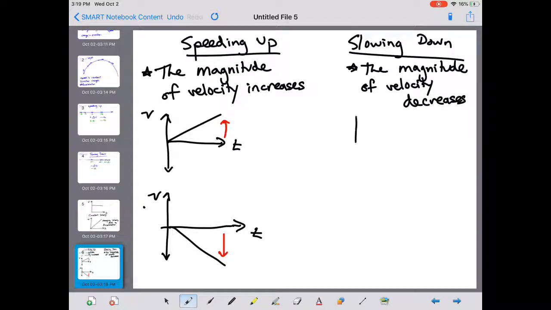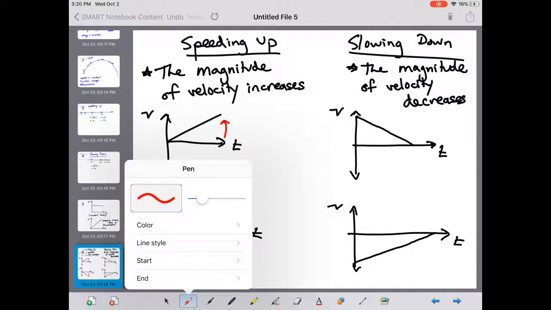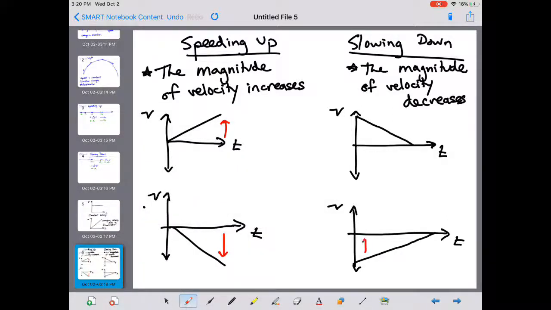So we look at some scenarios again. I'm going to have a velocity that starts off high and goes to 0. Same thing here. Here, I've got a velocity that starts in the negative and goes to 0. The reason for this is because, again, instead of getting further away from the x-axis, we're getting closer to the x-axis. As we get closer, the magnitude of that velocity goes down, and therefore we end up slowing down.